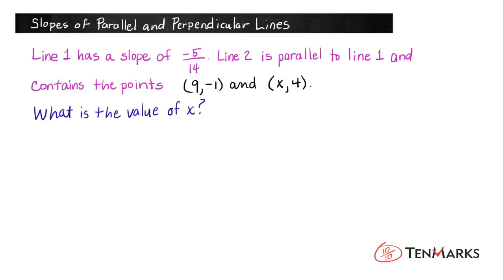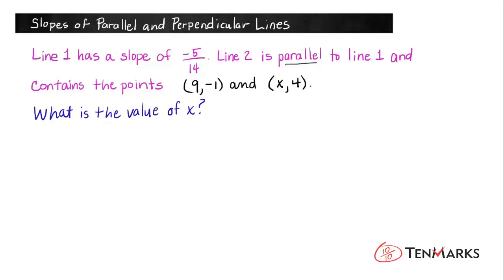In this lesson, we're going to learn more about the slopes of parallel and perpendicular lines. And to do that, we're going to work through a few questions just to make sure the concepts are really clear. The first question says that line 1 has a slope of negative 5/14 and line 2 is parallel to line 1 and contains the points (9, -1) and (x, 4).